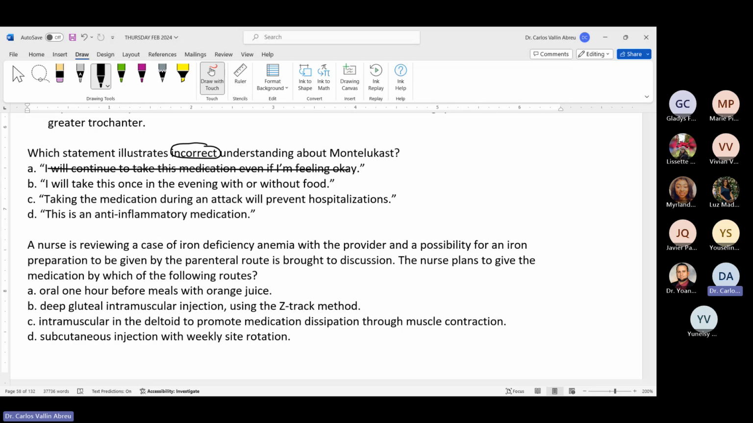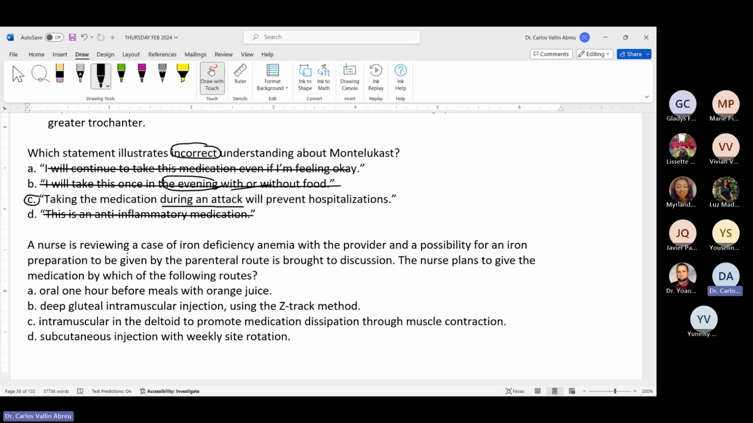I will take this one in the evening with or without food. Okay, no problem. It's good to have that in the evening because it produces somnolence, and there is no problem with the food. This is correct. Taking the medication during an attack, it is incorrect. Those medications are not taken during an attack. And the last says this is an anti-inflammatory medication. It is correct. So this is the incorrect statement.